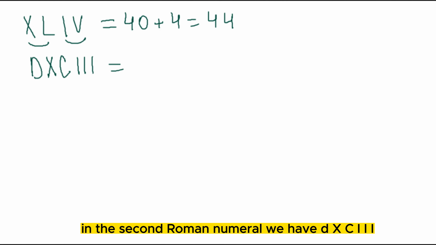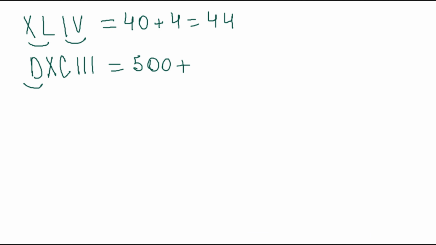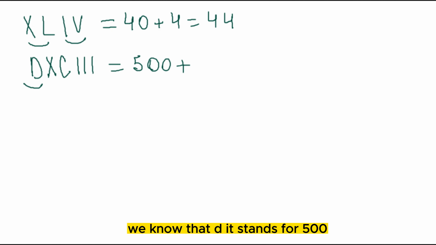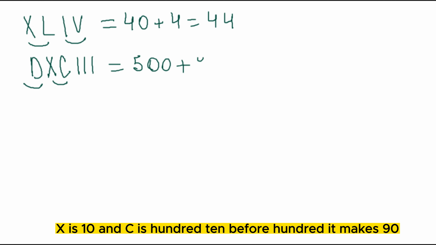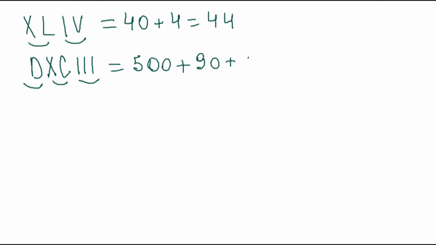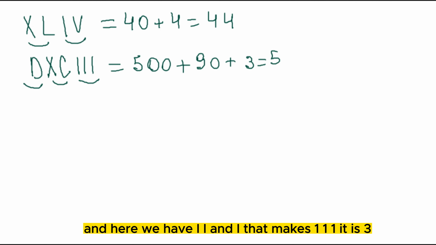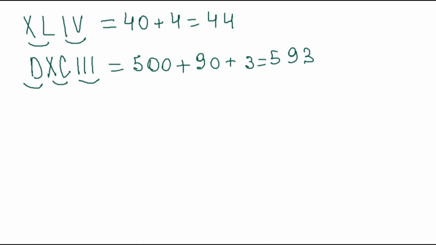In the second Roman numeral, we have D, X, C, I. We know that D stands for 500. X is 10 and C is 100. 10 before 100 makes 90. And here we have I, I, I. That makes 1, 1, 1. It is 3. So the answer here is 593.